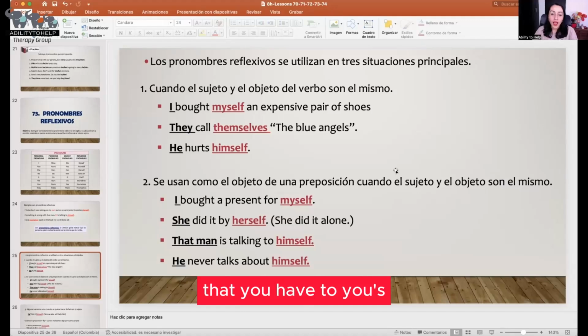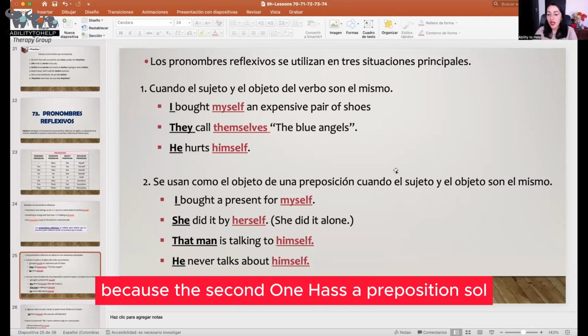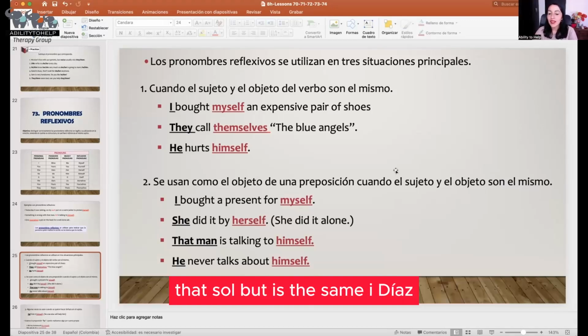Second one, the reflexive pronoun is used as an object when the subject and the object are the same. Okay. This second way to use the reflexive pronoun is the same as the first. So the difference between 1 and 2 is that the second one has a preposition. So that's all. But it's the same idea. The subject and the object are the same.